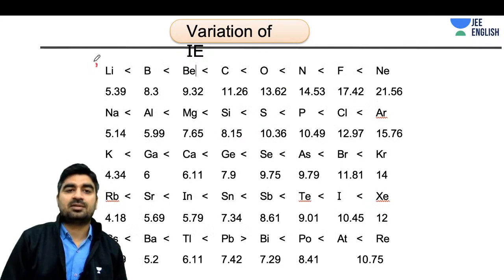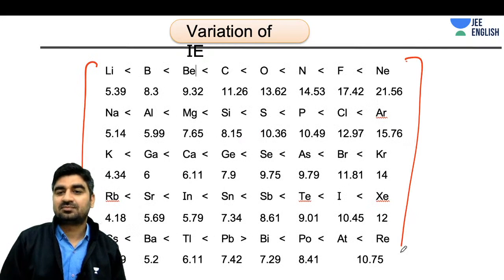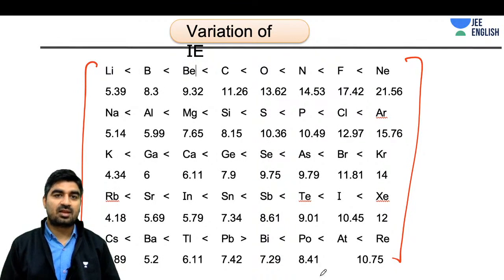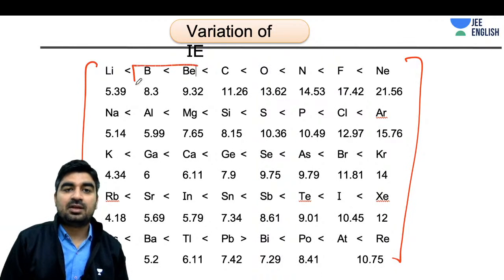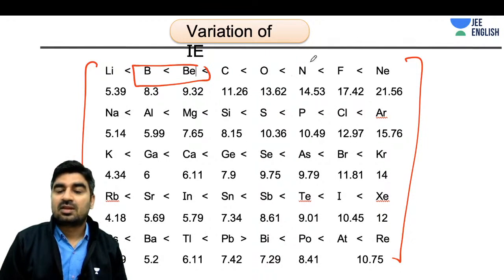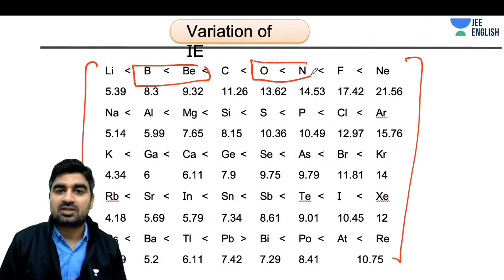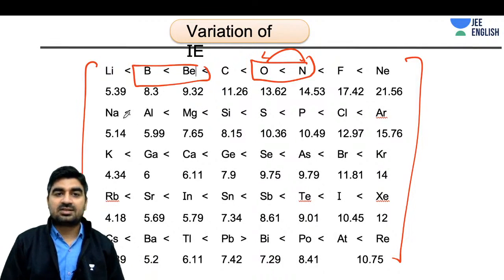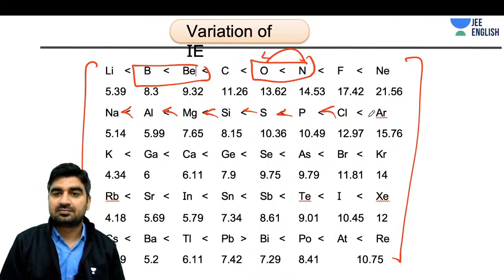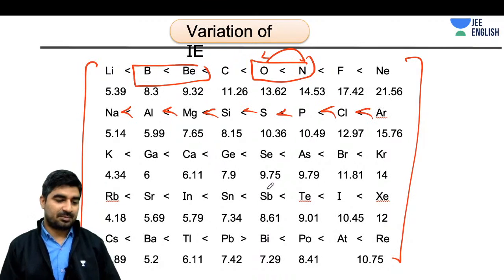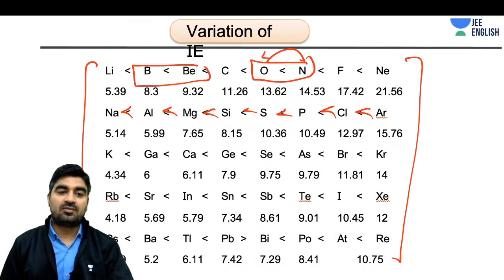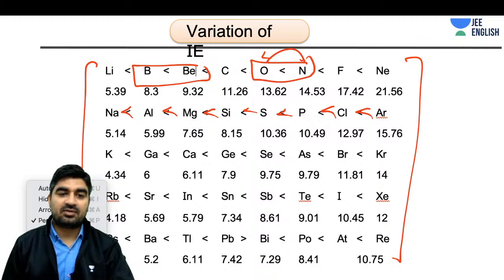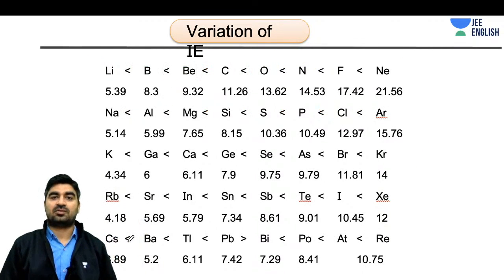So this is the table which you can remember now. In Be and B we have changed the position. In nitrogen and oxygen we have changed the position. Right? So the order is this way. You can easily remember it. If you want, you can take a screenshot of it, guys. Let me erase everything. Now you can take a screenshot of it.